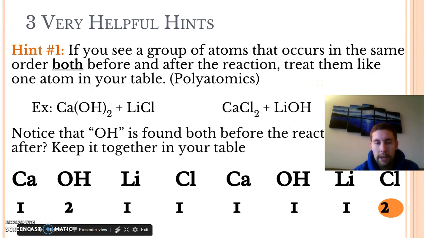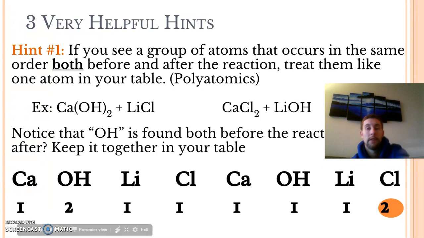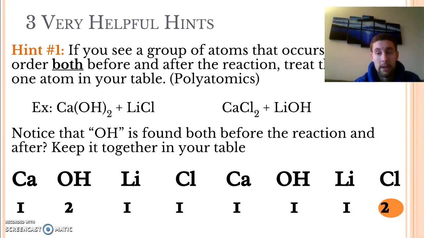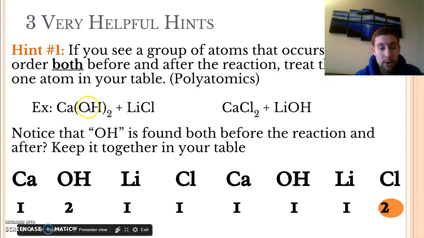Before we do that, there's a few helpful hints here. If you see a group of atoms that occurs in the exact same order before the reaction and after the reaction, treat them just like one thing. So like polyatomics. So here there's an OH group on the left and an OH group on the right, exact same order, same group. I'm going to put down, I have a calcium in my tower, I have OH in my tower, I have lithium in my tower. I'm going to treat the OH group as if it's one atom. It'll make your life easier. You can do it the other way, but it takes more steps then.